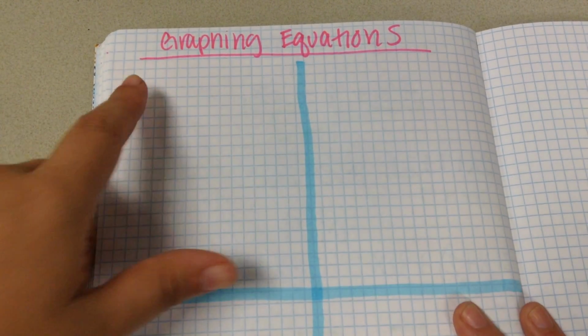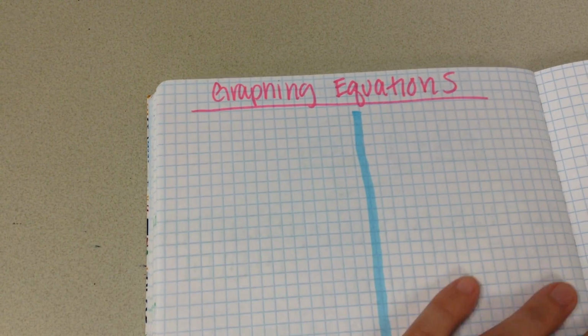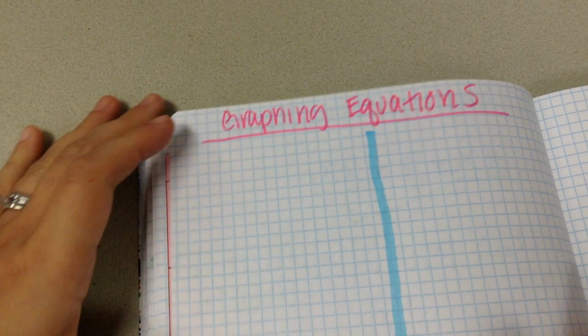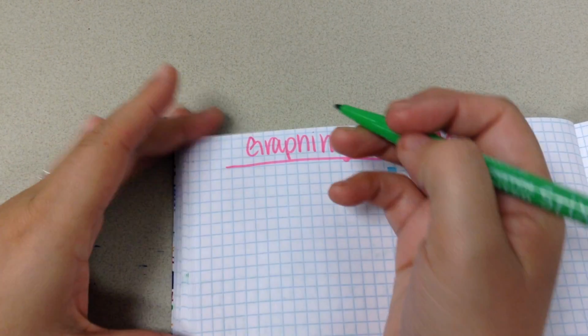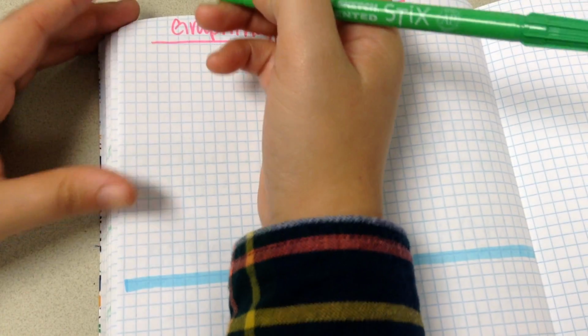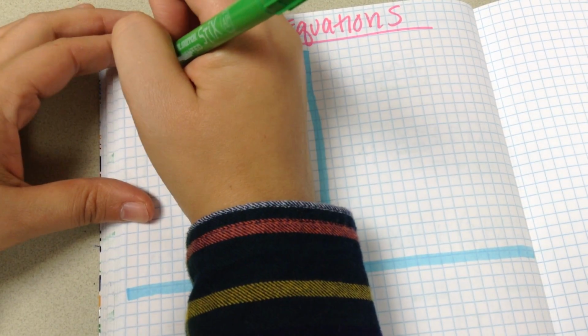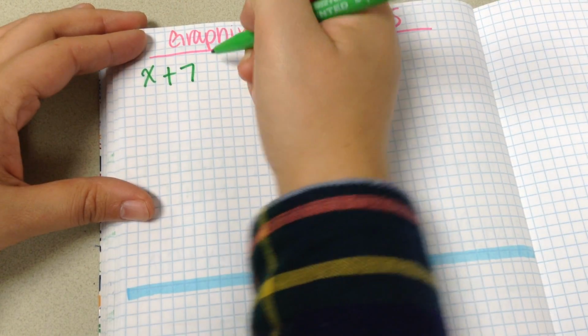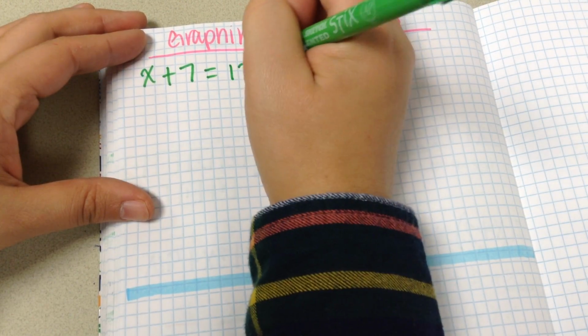So at the top, we're going to put graphing equations, and then I want you to divide your paper into 4 sections. So we're going to do 4 problems. So the first problem is going to be x plus 7 equals 13.